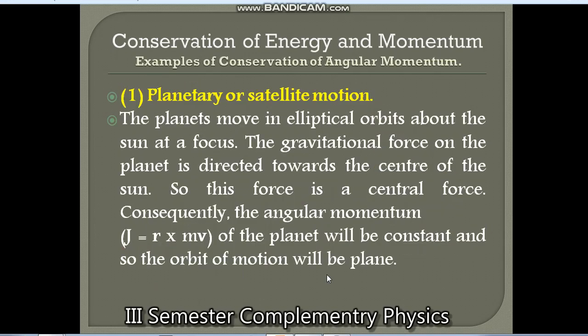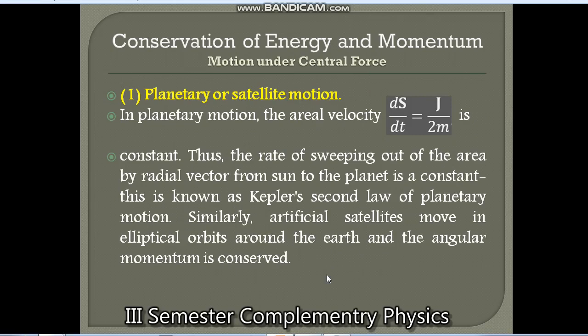Now an example of the central force is planetary motion or satellite motion. The planets move in elliptical orbits around the sun at a focus. So the gravitational force on the planet is directed towards the center of the sun. This force is a central force. So the angular momentum of the planet should be a constant, and so the orbit of the planets will be in a plane. This analysis is valid for planets and for satellites around the earth, including the moon, which is a natural satellite, and artificial satellites.